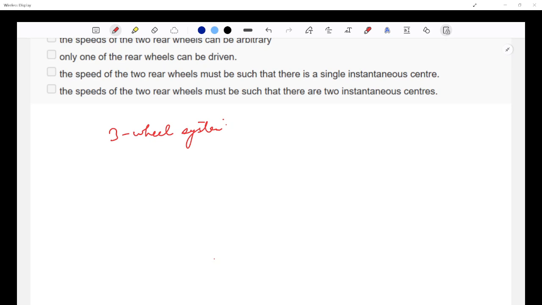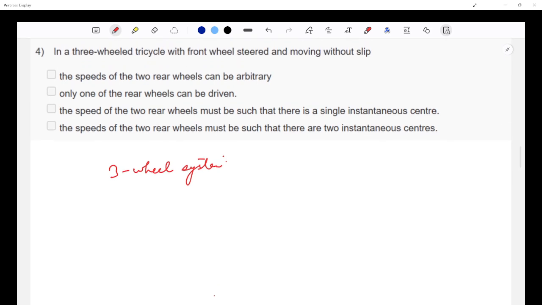Right. So option 2 here is that only one of the rear wheels can be driven. This is true. If both rear wheels are independently driven, they may try to enforce different speeds. This can violate the ICR condition. So one wheel drives, the other adjusts as a free wheel. It is basically a free wheel or a differential type of robot.